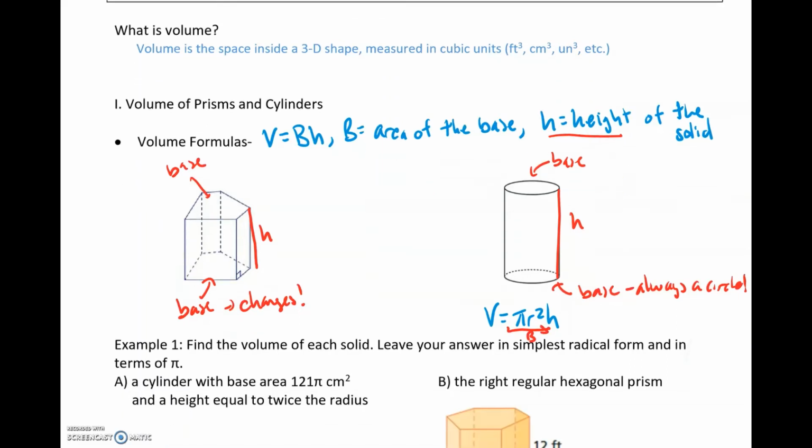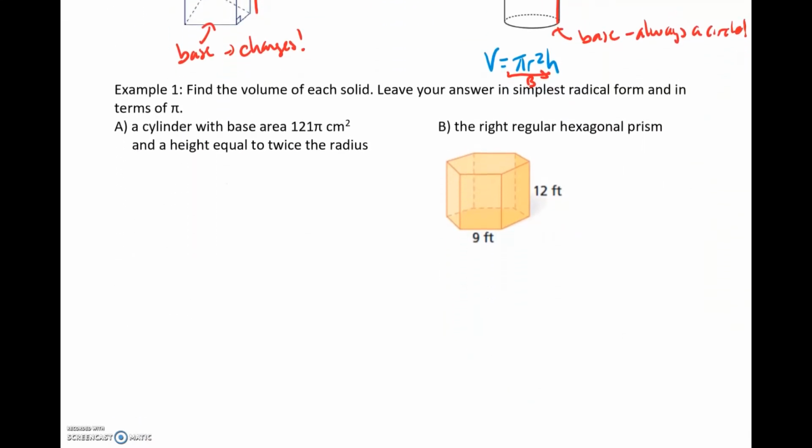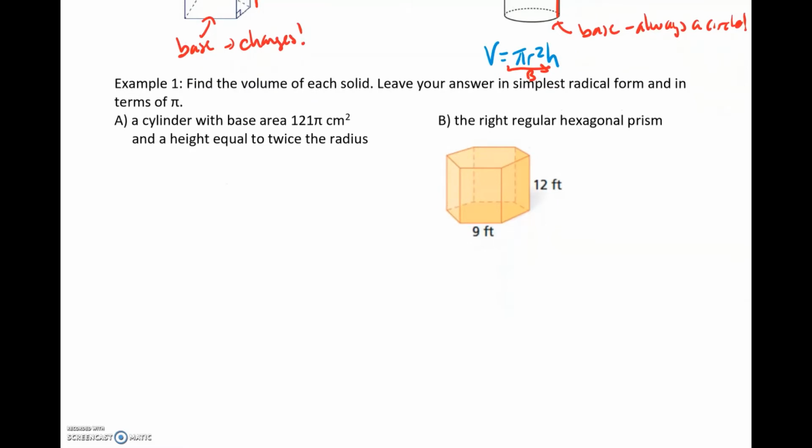Okay, let's look at some examples. Find the volume of each solid, leave your answer in simplest radical form or in terms of pi. So when you see that, you want to recognize, okay, no rounding. All right. So we have pi when we're dealing with cylinders and cones, when we have circles, right? And we're dealing with simplest radical form, or exact values, right, exact numbers, when we're dealing with prisms.